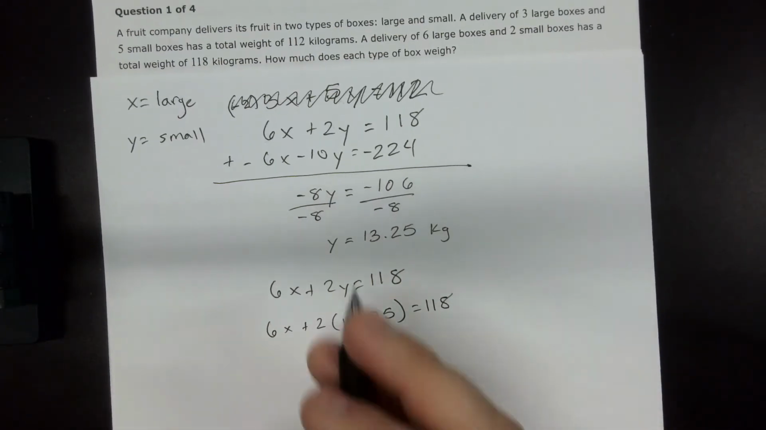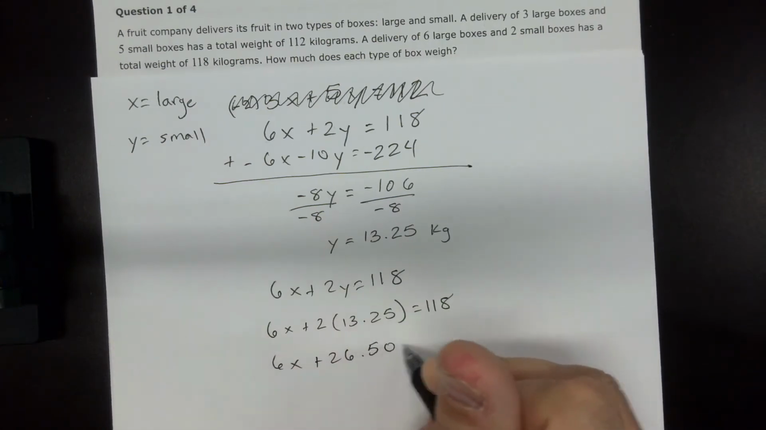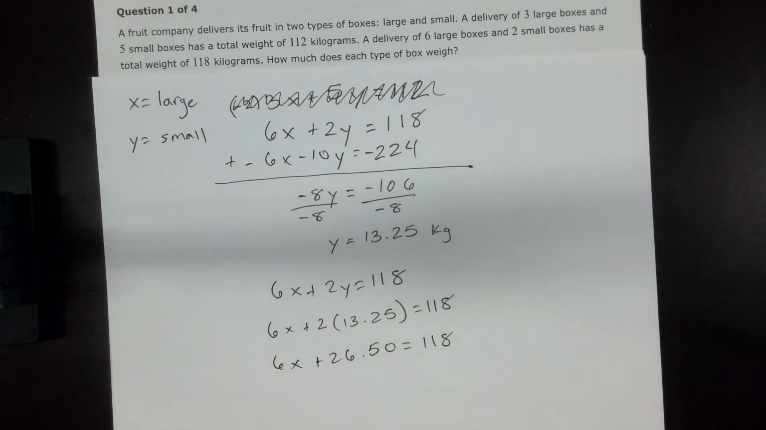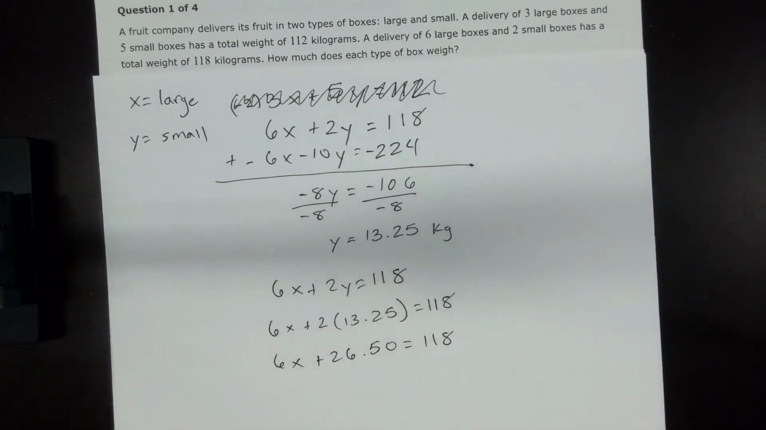Can you guys still see that okay? 6x plus 26.50 equals 118. And then I'm going to need some help with the calculator here. So everyone go ahead and finish that off. Subtract 26.50 and then divide it by 6.